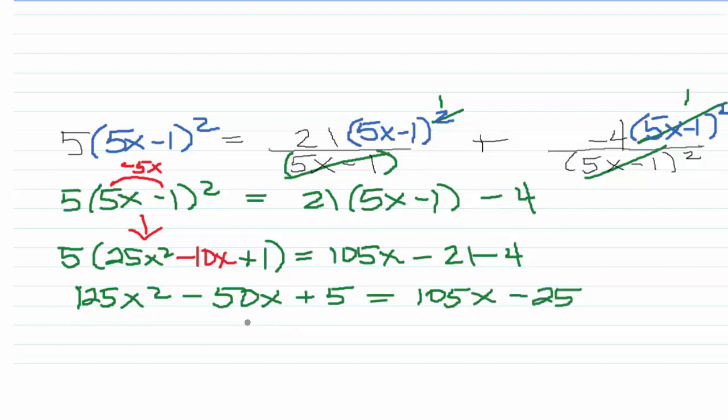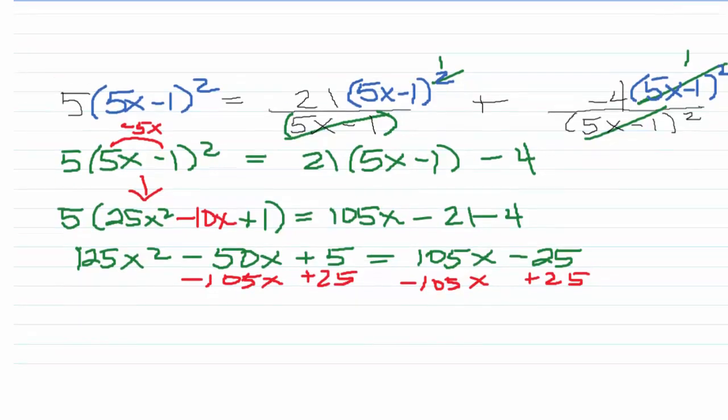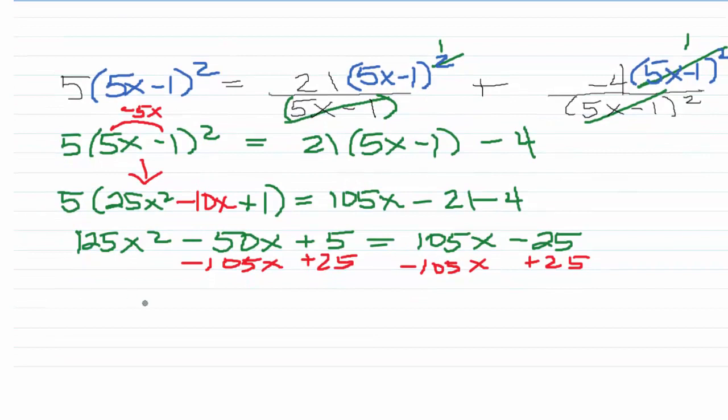Okay, so now we can clearly see this is a quadratic equation because the highest power on the x is a 2. We're going to get 0 on one side, so it's in standard form. So I'm going to subtract 105x and add 25 to both sides. Make sure to pay attention to which are like terms. Okay, so we are going to have a nice quadratic equation, 125x squared minus 155x plus 30 equals 0.